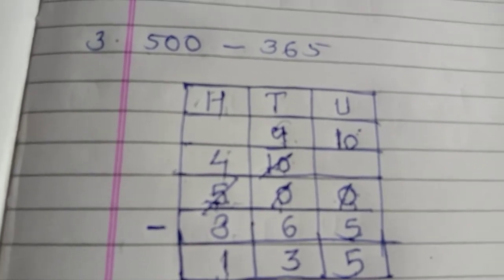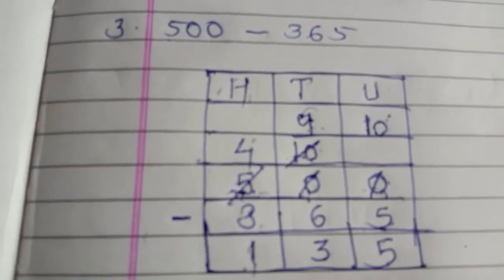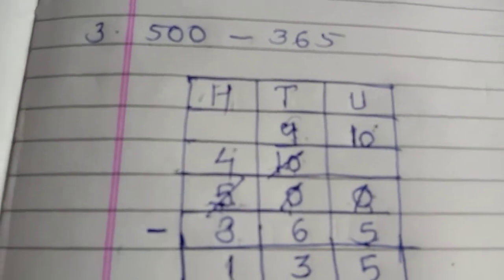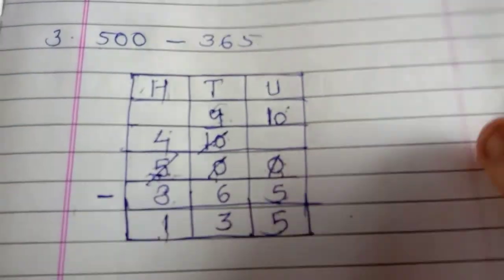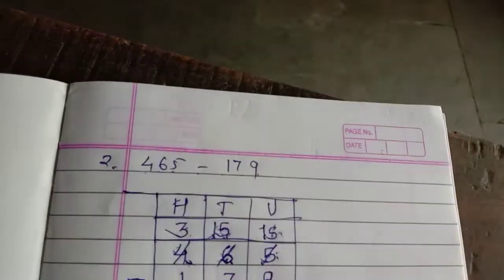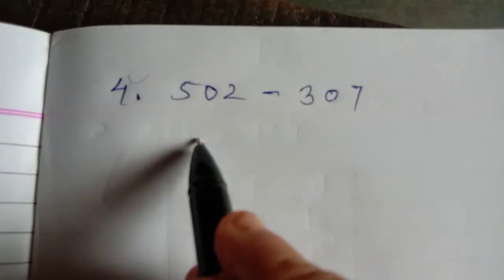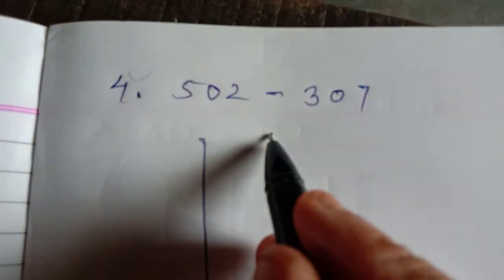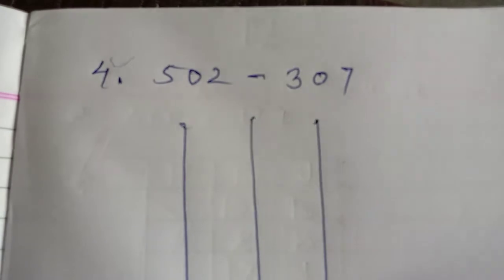I am going to stop here. You have to complete this. And one another example I will explain to you. That is slightly different. That is the fourth one. Look here. The sum is 502 minus 307. You must make columns here, like this.